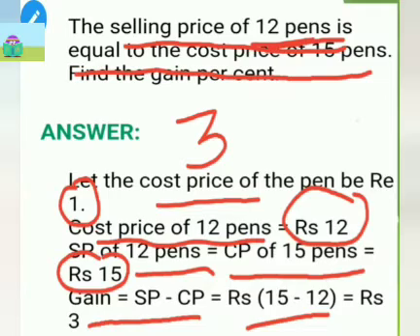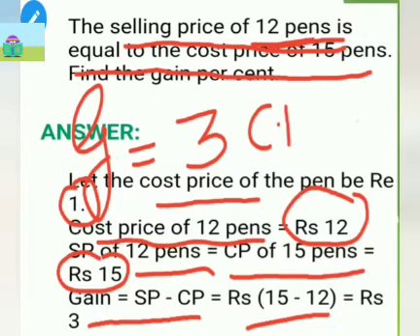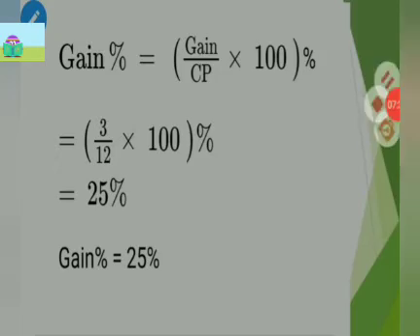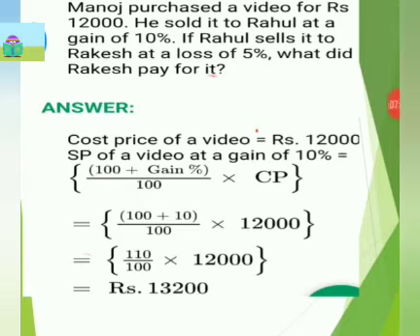So that means the gain is rupees 3, and the CP is rupees 12. Now we will calculate the gain percent. As you know, gain percent is equal to gain upon CP multiplied by 100, and gain is 3 and the CP is 12, multiplied by 100. So that will give you 25% as the gain percentage.